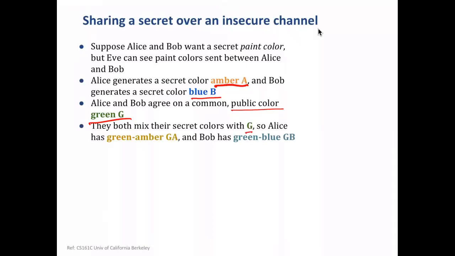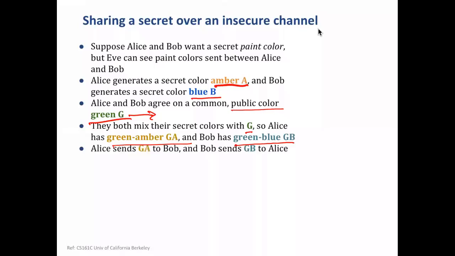So as a result, what will happen? Alice mixes amber with green and she will get green amber, GA. Bob mixes blue with, I'm so sorry, Bob mixes blue with green, because green is the common color which is agreed, and it's also visible to Eve, right? So Bob will get green blue, or GB. Is it clear till this point? Yes, sir. Okay.